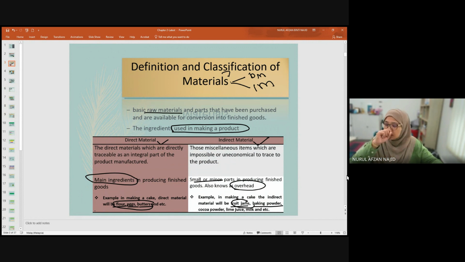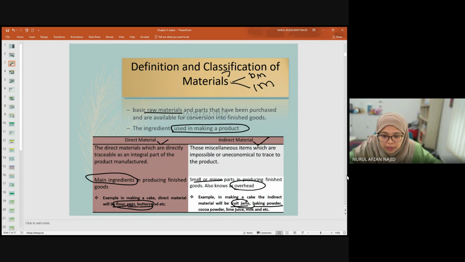Contoh kalau you nak letak essence vanilla tu, you letak satu titik je. So it is not economical to trace and to categorize that miscellaneous item as a direct or integral part of the product. Faham tak Halisha?